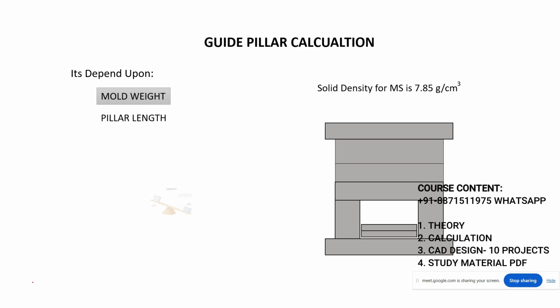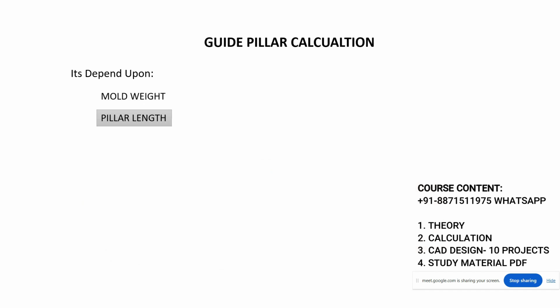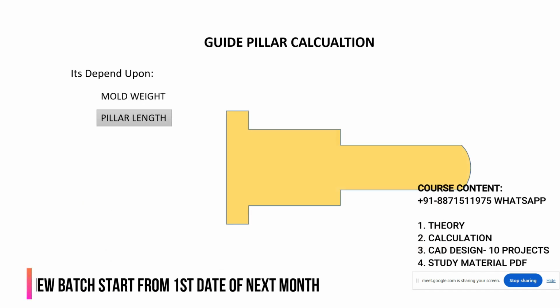Okay. So here you can see that the mold weight is depending upon the density. Density multiplied by volume, you will get the mass, right? Okay. Pillar length, pillar length.